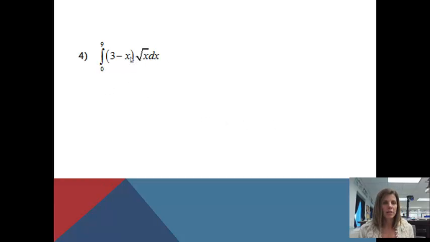Okay, on this one, I notice that I have multiplication. I need to try to simplify it before I take the integral. So I'm going to have 3 minus x times x to the 1/2. And then from here, I'm going to distribute that to both parts. I will add my exponents, so I'll end up getting 3x to the 1/2 minus x to the 3/2, because this was 1 plus 1/2 is 3/2. Now I'm ready to take the antiderivative.